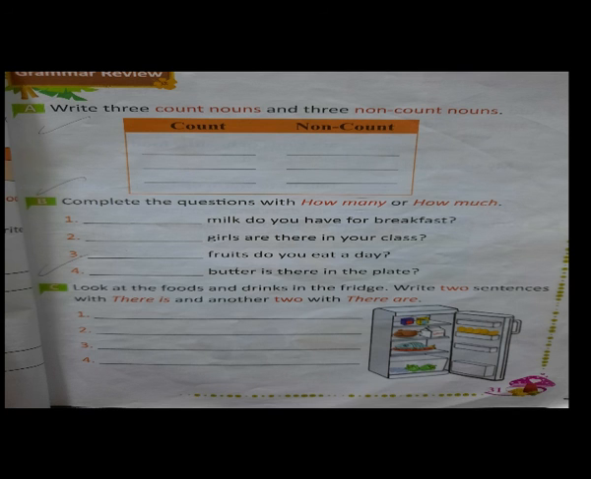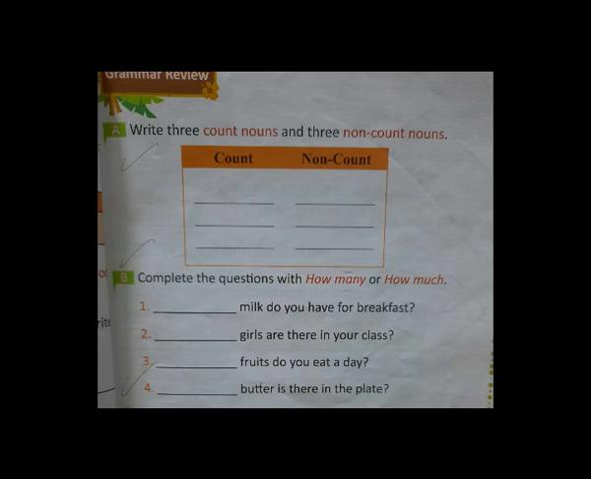As a homework, open to page 31. You have to do exercise A. Write 3 count nouns and 3 non-count nouns. Okay, we have to write 3 countable and 3 uncountable nouns in the table. Then we have to do, as a homework, question B, complete the questions with how many or how much. Okay, I will read them.